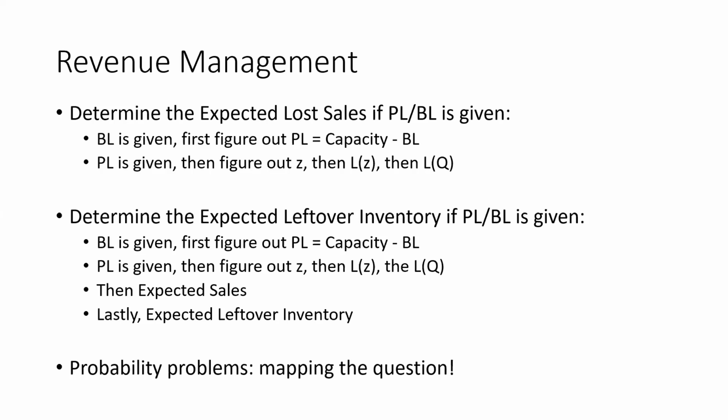Just real quick, when you're saying figure out Z, that's just the quantity minus mu over sigma, right? Yes. Because when you set up Q as a protection level, then Z is equal to Q minus mean divided by sigma. So figure out means you standardize the Q to the Z value.